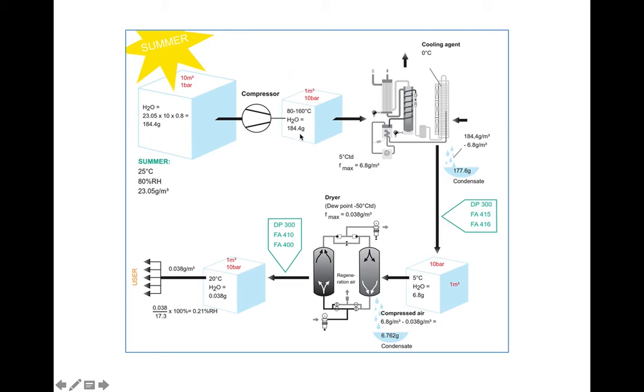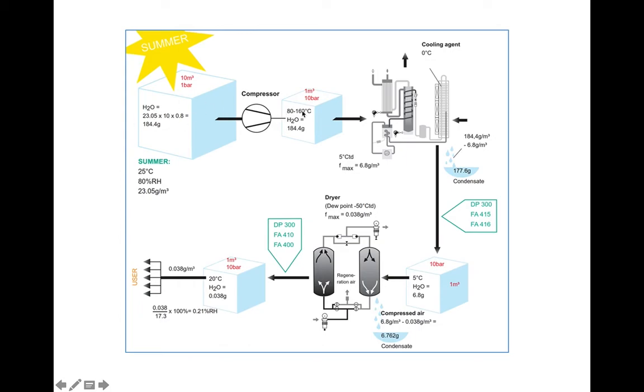But the water content is still the same, about 184.4 grams per cubic meter, for 1 cubic meter. Why does 1 cubic meter consist of 184.4 grams? Because the reducing of the volume of air does not reduce the water content. The water content is still the same.